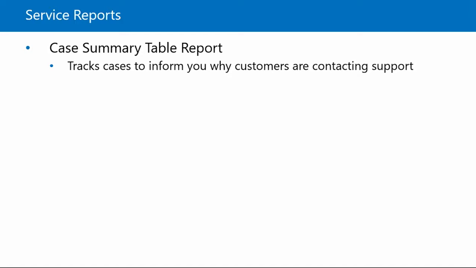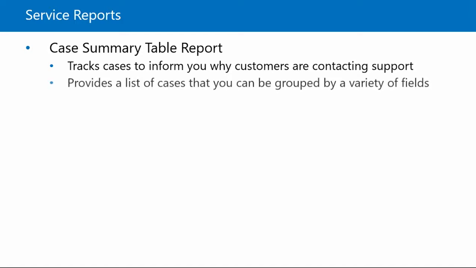Essentially, the case summary table provides a list of cases that you can group by owner, customer, status reason, product, priority, subject, origin, case type, satisfaction, service level, or even severity.